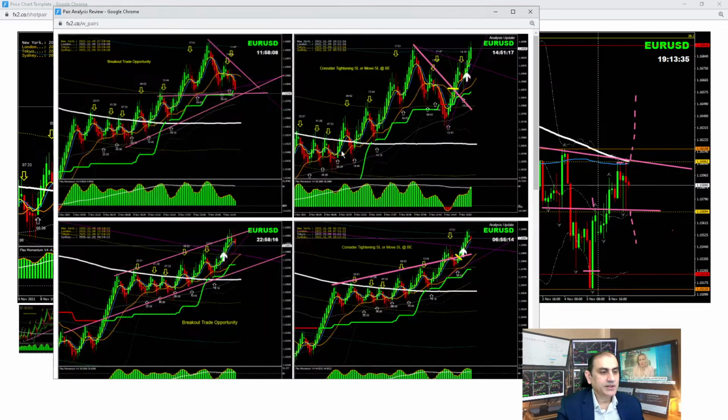We have only one analysis. That's the pretty straightforward breakout. As you can see, our bias was long. We were expecting that if the price is going to break this previous high, then we're going to take a short trade here. Otherwise our priority would be the long.